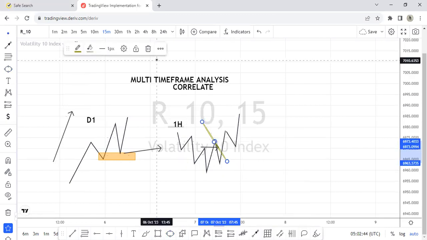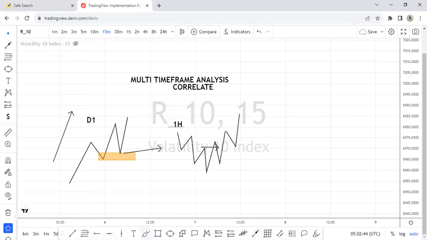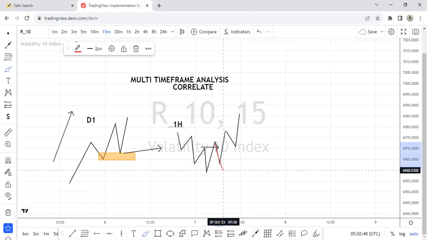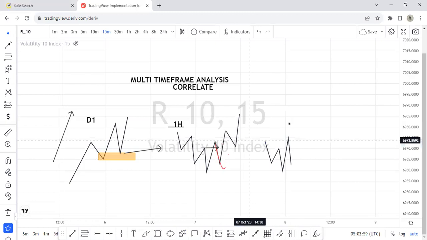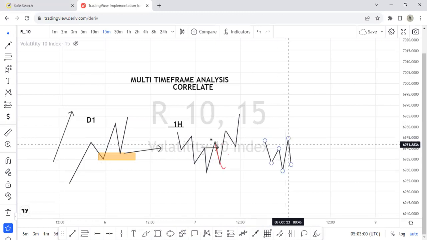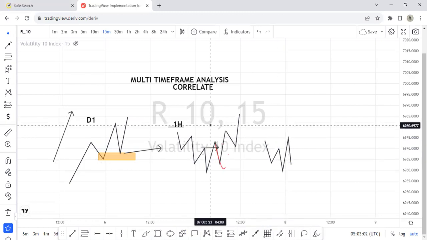So inside this move here, we want to also see the 5 minutes doing the same thing. As the market comes inside this area on the 15 minutes, we want to see the market do the same thing. The market breaks and becomes what? Bullish. So you can use the 15 minutes for your entry, or if you want, the 1 hour for your entry. That is basically what you're doing.